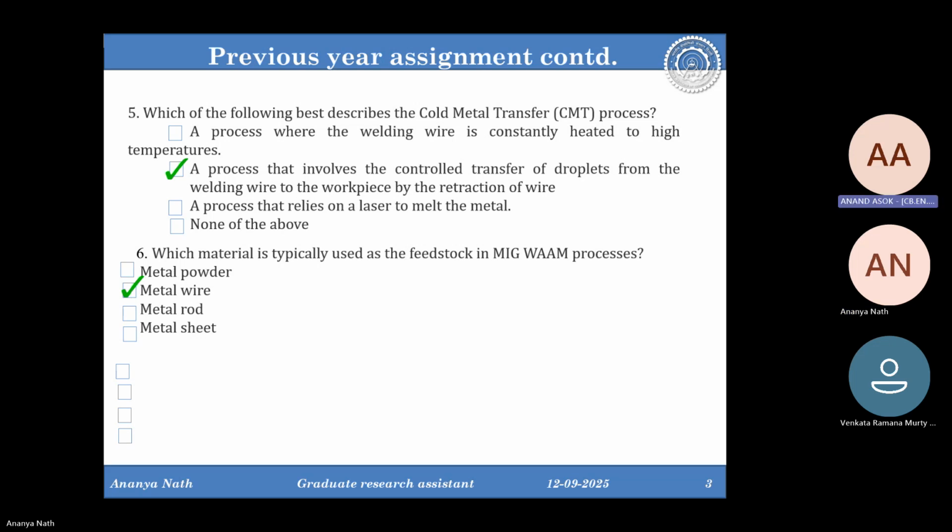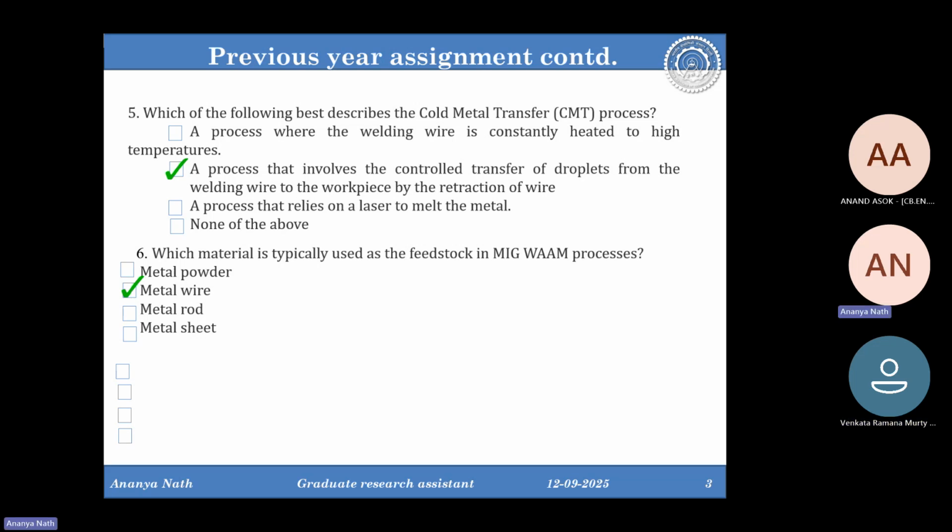So in plasma, plasma is similar, a heat source. That is also a non-consumable type. But what is the difference between TIG and plasma?